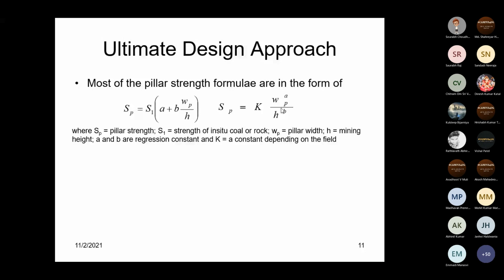So we are finding that the strength of the pillar is dependent on one parameter, that is the ratio W by H. One ratio is W by H, on which the strength of the pillar is dependent. So as the width of the pillar is more and more, the strength of the pillar will be more. Finally, the parameter is the W by H ratio.